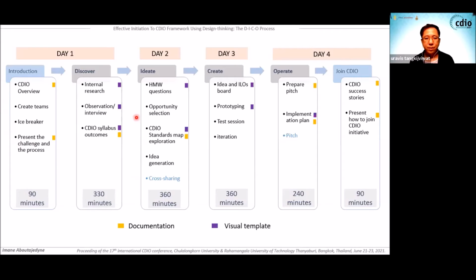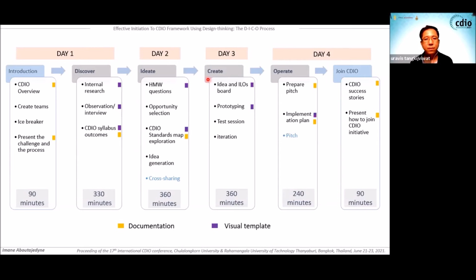And in the ideate phase, they will formulate new opportunities as potential directions to tackle the problem. And they also have to explore the CDIO standards for inspiration in finding solutions. And we can provide them as well with case studies for inspiration. And after that, it is time to come up with ideas and select promising ones. And at the end of this phase, they have to share their ideas and share the key learnings from the CDIO standards with their peers.